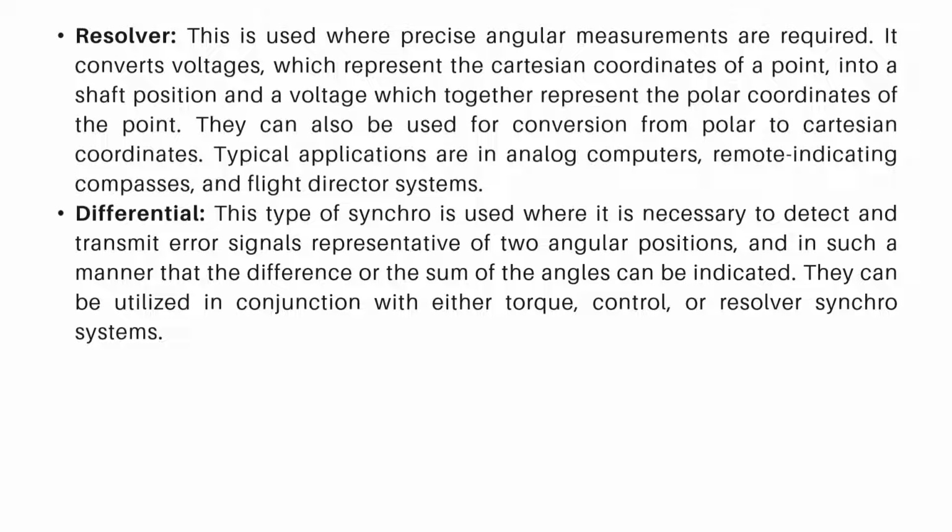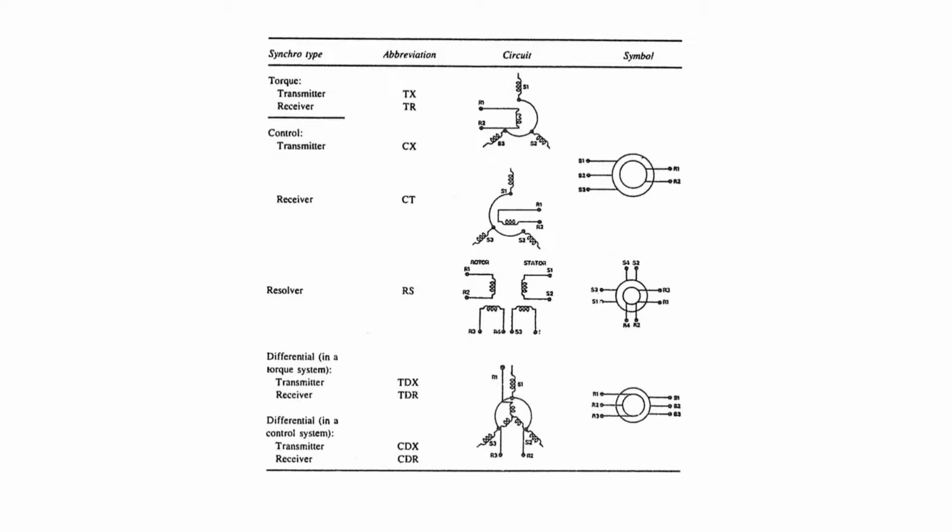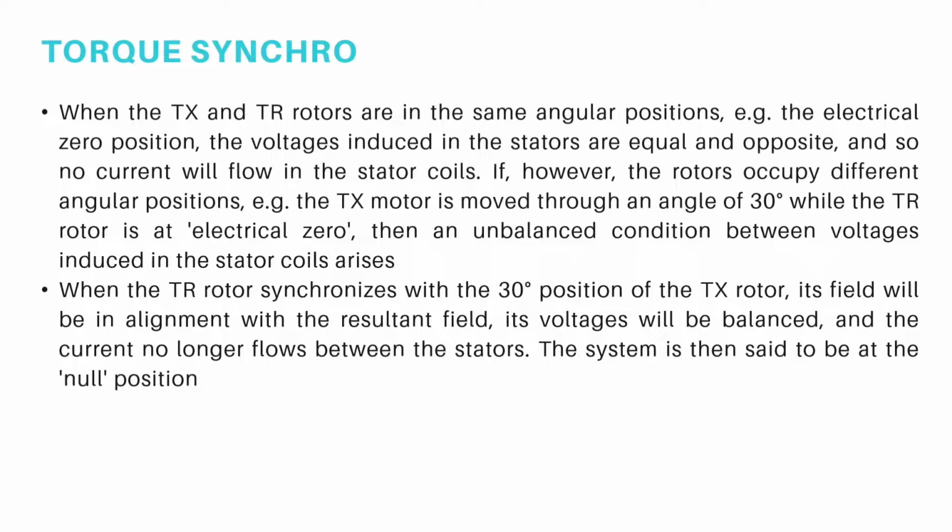Differential. This type of synchro is used where it is necessary to detect and transmit an error signal representative of two angular positions in such a manner that the difference or the sum of the angles can be indicated. They can be utilized in conjunction with either torque, control or resolver synchro systems. Have a look at this diagram of synchro types, their abbreviation, circuit, and symbols.